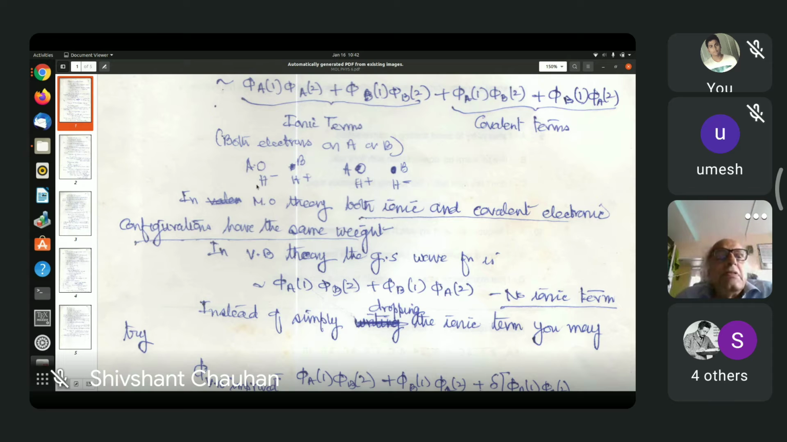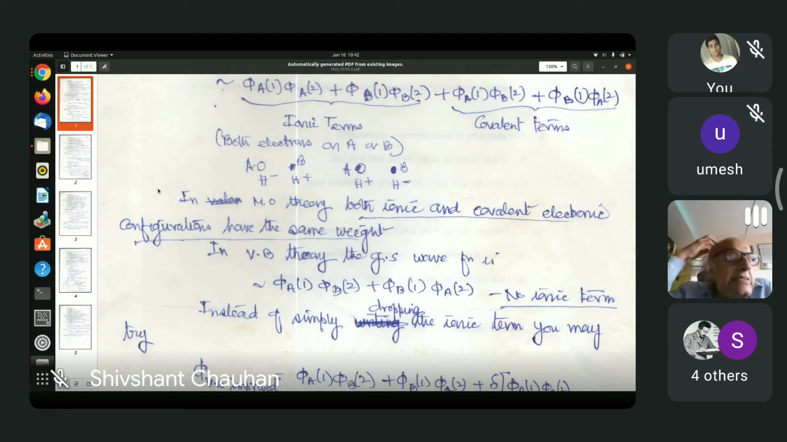So combine all these possibilities, ionic and covalent. There are 4 in all to get the simplest molecular orbital theory. So what do we do in valence bond theory? In molecular orbital theory there are 4 terms, and we neglect the first 2 terms, the ionic terms, and you get the valence bond wave function with the covalent terms only. There is no ionic term.